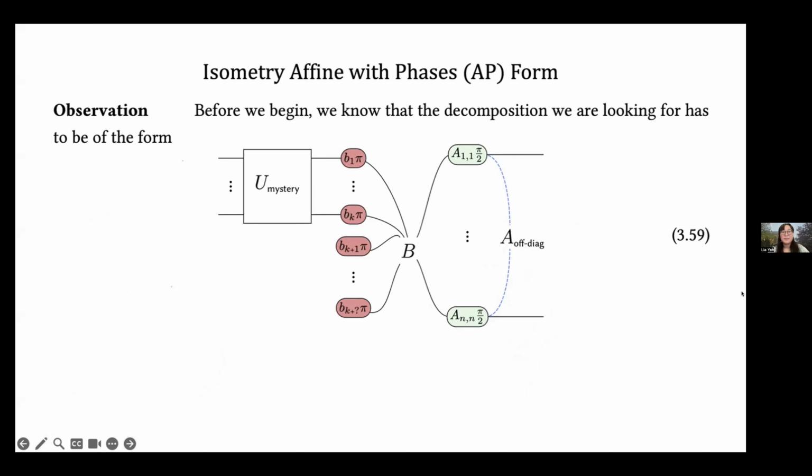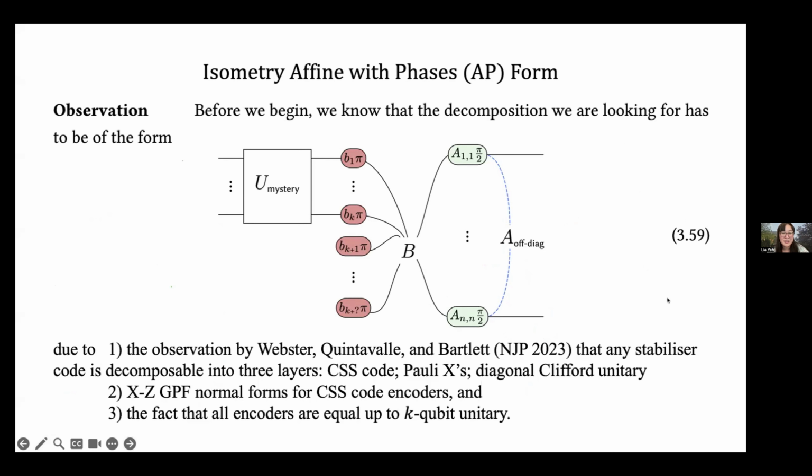So we're looking for the isometry equivalent of this to help us read off the normal form. Although we did a bunch of mucking around first, we're looking for a decomposition of this form. We actually have strong reason to believe that this is a good form to look for.